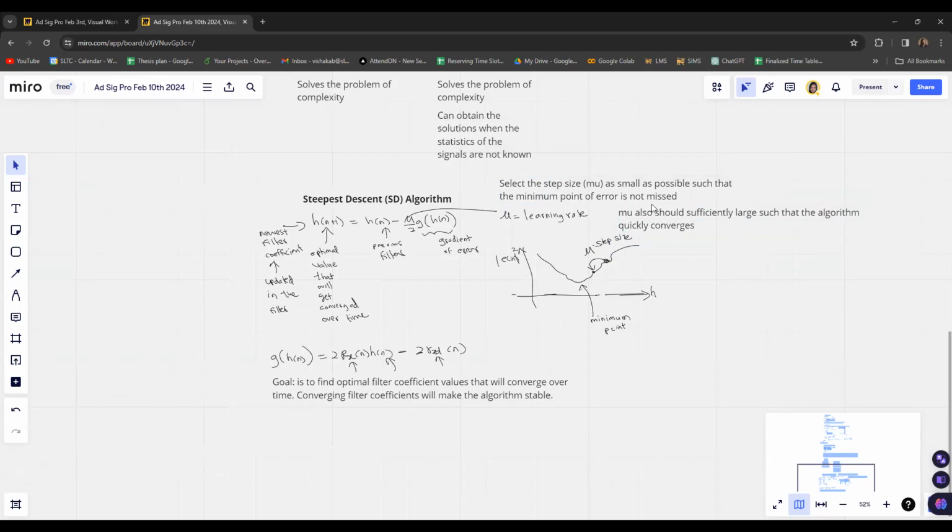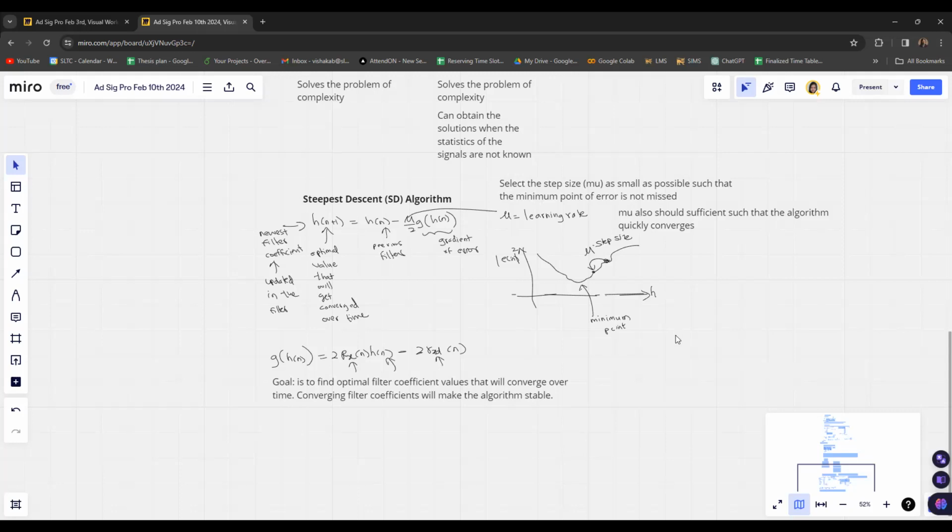So the mu value should be chosen such that it is small, but also not that small, such that the algorithm quickly converges. The optimal value should be decided based on the trade-off between the value of mu being small and also mu being sufficiently large, such that they don't miss the minimum, and also the algorithm converges quickly or without much delay. So the mu value should consider both conditions.